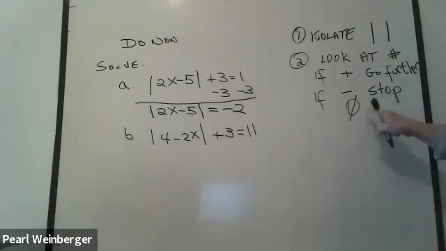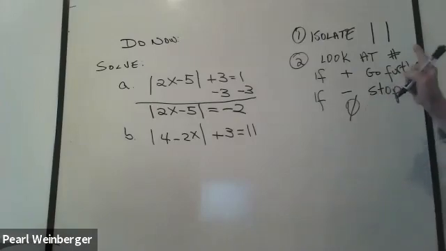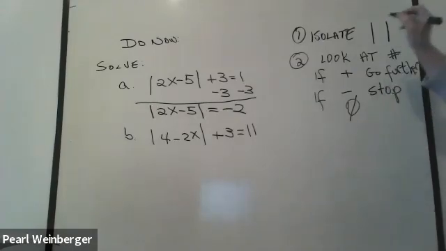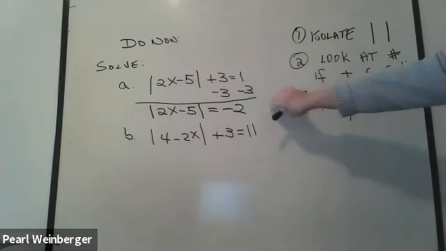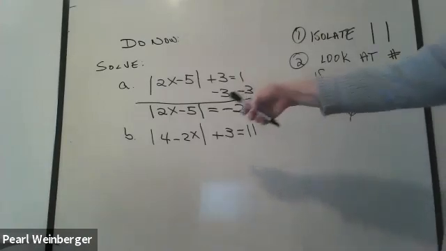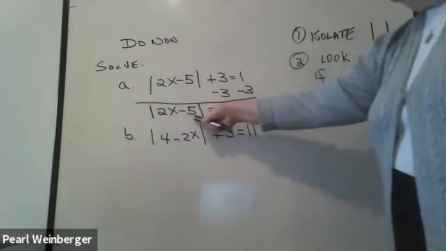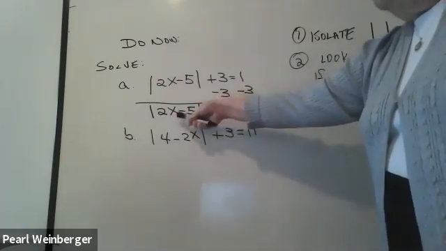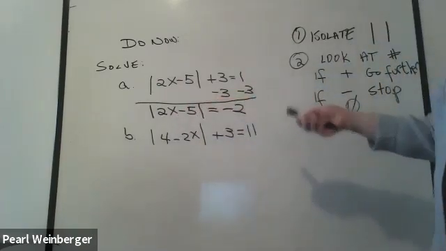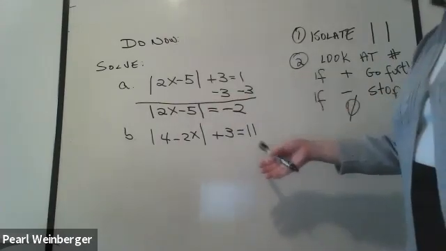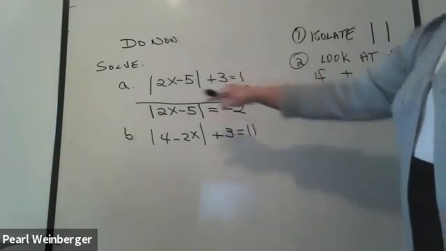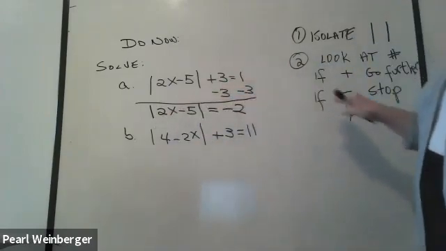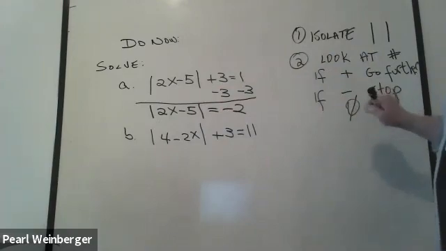Now, I saw somebody put in x equals 0. This is not a 0. This is a 0 with a line through it. That means no solution. And you could just say no solution. This problem has no solution. Why? Because it's impossible for the absolute value of anything to be negative. The whole definition of an absolute value is that it's always positive. So to say that the absolute value is negative is impossible. There's no solution.